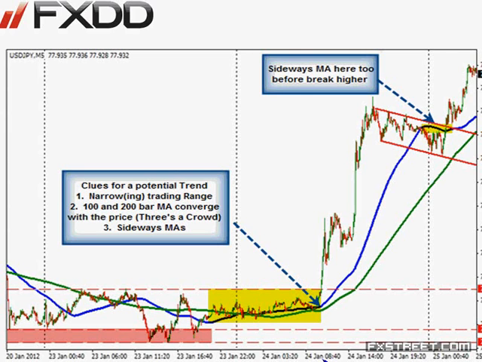Is that going to last forever? No, probably not. Even the dollar yen, you're probably going to get a 30 pip range, something out of it, right? That's been the average range over the near term. So you start to think of what may happen here. And so when you start to see things like the 100 and 200 bar moving average converge with the price, what are you saying? Three's a crowd. Let's look for the market to move.